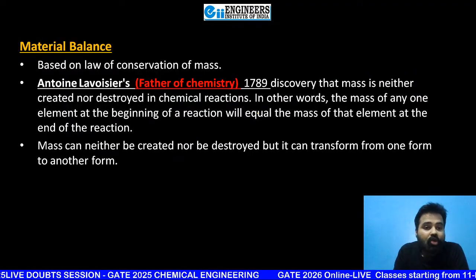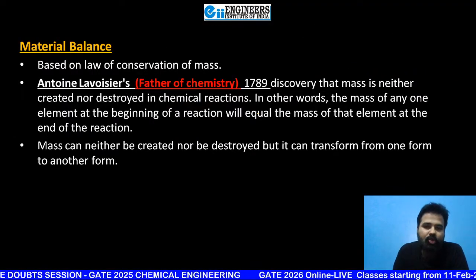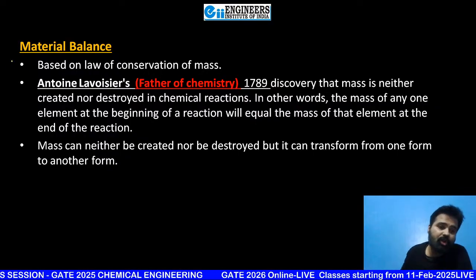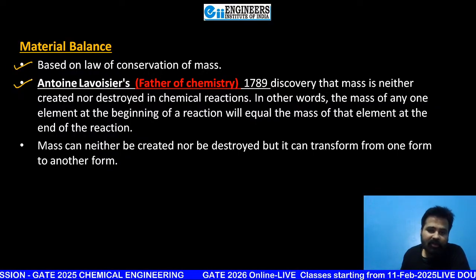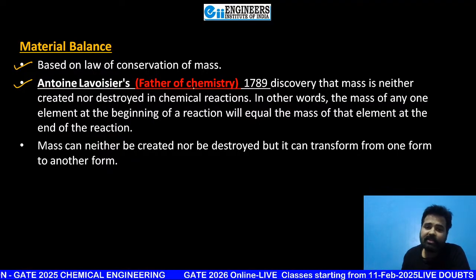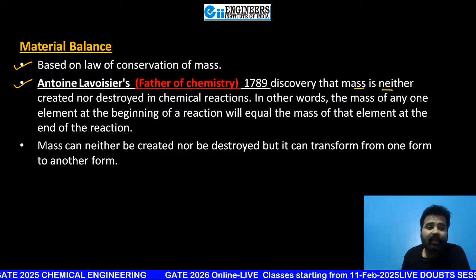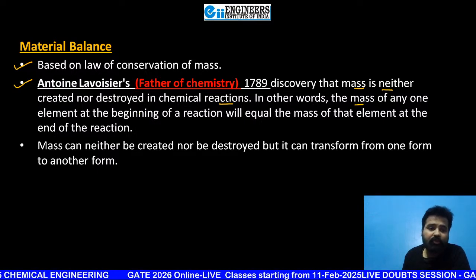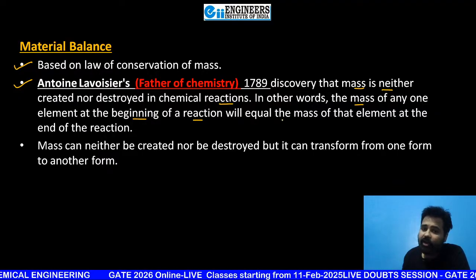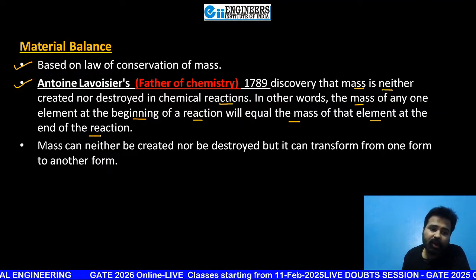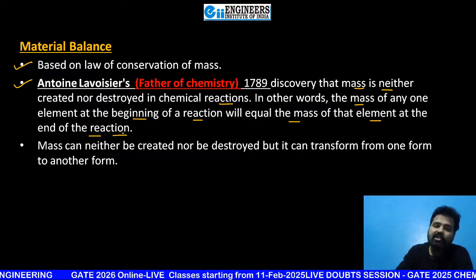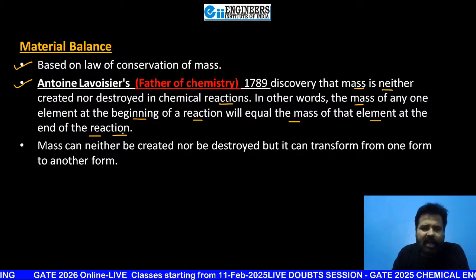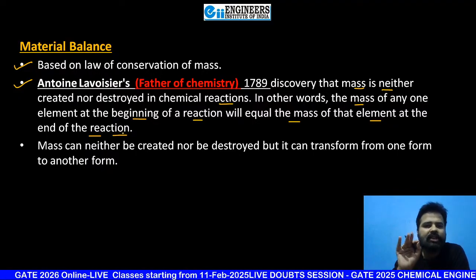So, what is material balance? As I told you, material balance is the law of conservation of mass. It is based upon the law of conservation of mass given by Antoine Lavoisier, who is also known as the father of chemistry, in 1789: the discovery that mass is neither created nor destroyed in chemical reactions. In other words, the mass of any one element at the beginning of a reaction will be equal to the mass of that element at the end of the reaction. With reaction or without reaction, it doesn't matter. Every time you will see that mass is conserved.